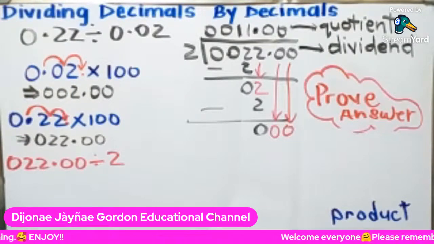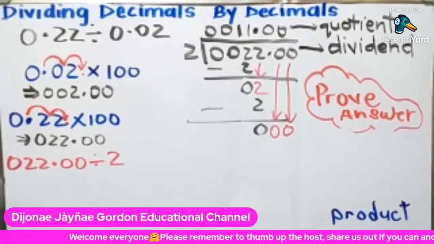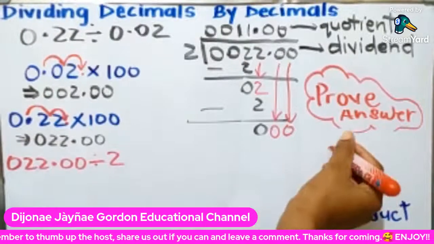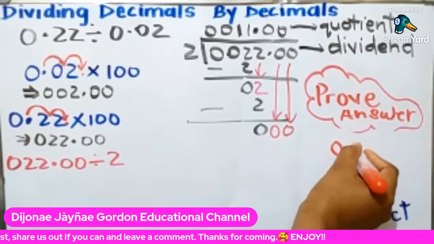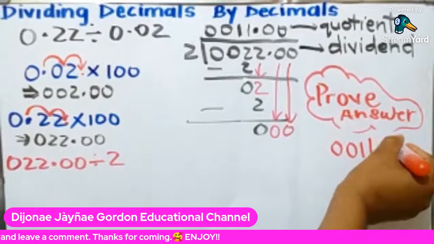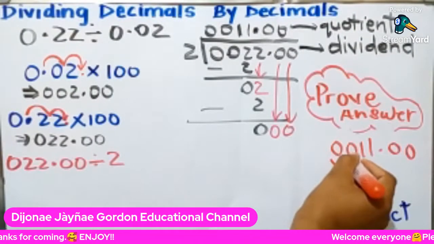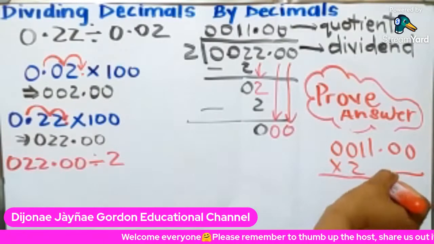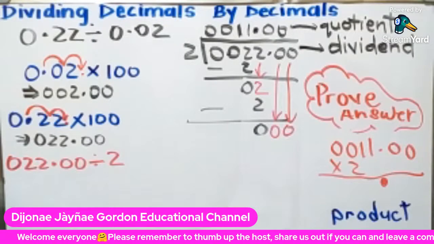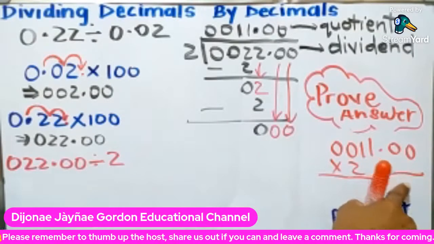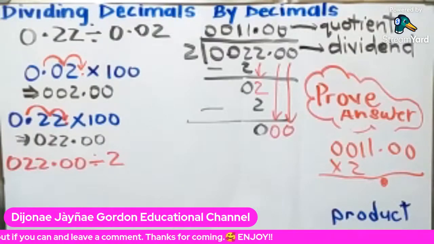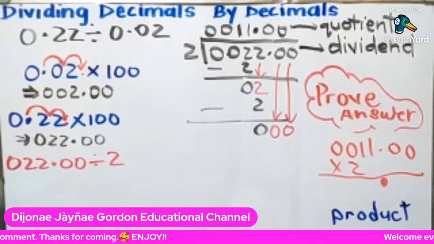All right, so let's go right ahead and prove to see if our answer is correct. So we're going to take our quotient, and of course, we're going to multiply it by our divisor. That is 0011.00 multiplied by 2. All right, put our decimal place down because we're multiplying by the small number. And of course, we have 2 digits after a decimal place. So therefore, we should only have 2 digits coming after a decimal place in our product.